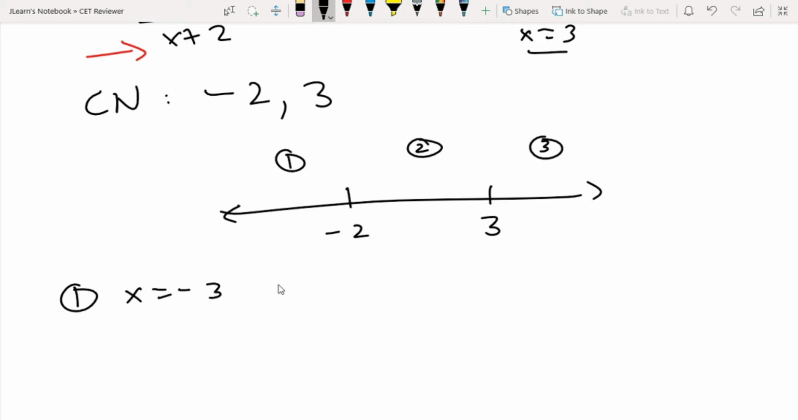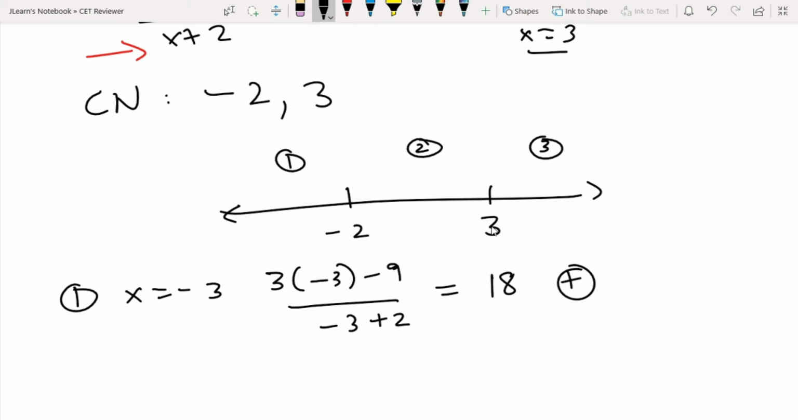So, plug in lang natin yung value. 3 times negative 3 minus 9 all over negative 3 plus 2. Negative 9 minus 9 all over negative 1, that will be 18. So, it is positive. Okay? So, meaning, yung part na to ng solution ay included.